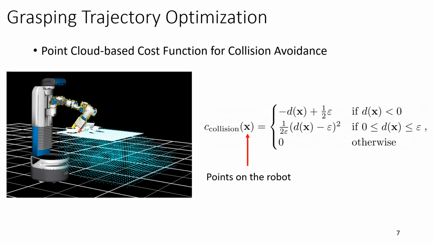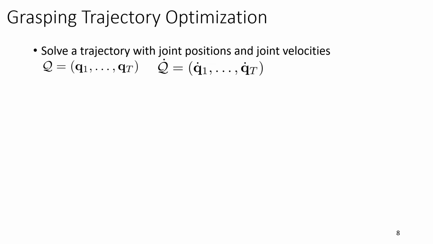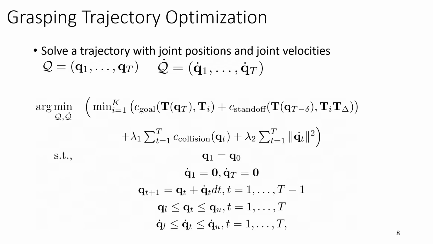For collision avoidance of the task space, we leverage our signed distance field. We compute the signed distance of the points sampled on the robots against the signed distance field. So finally, we set up a constrained optimization problem where we solve for the joint positions and the joint velocities of the robots. The optimization problem consists of an objective function and a set of constraints.